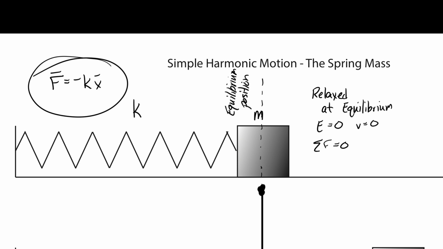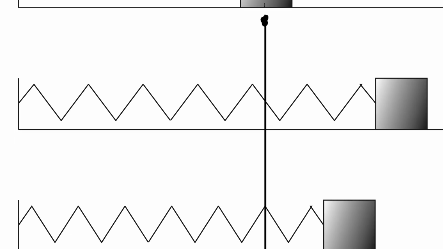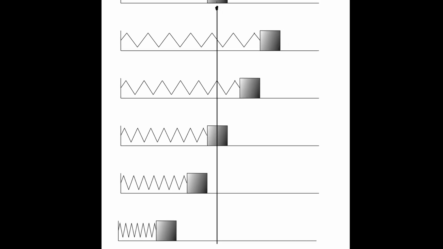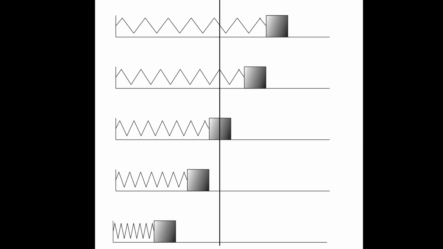Now, for the rest of this conversation, we're going to start by saying that this moment right here is t equals 0. We're going to pull the object out and release it. Now, before we even start, how much of an oscillation is pictured?